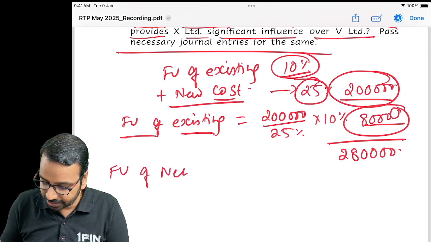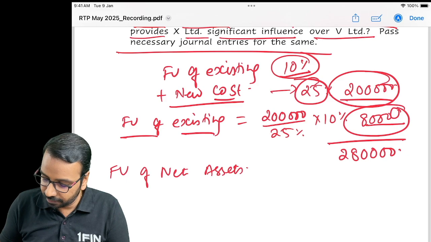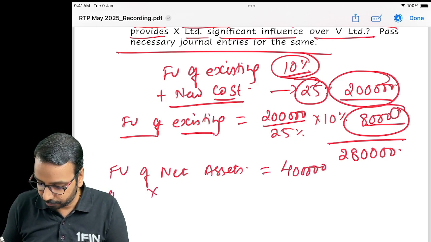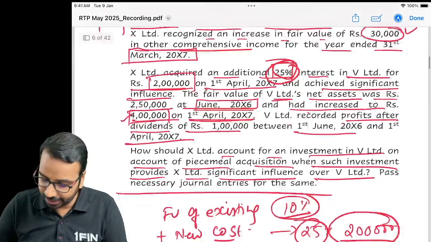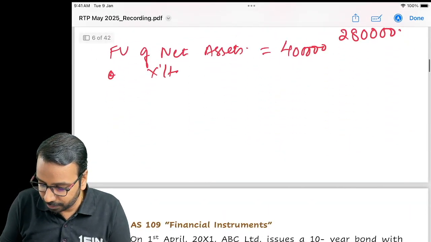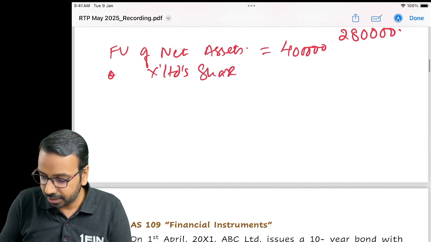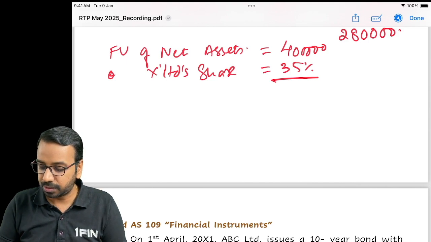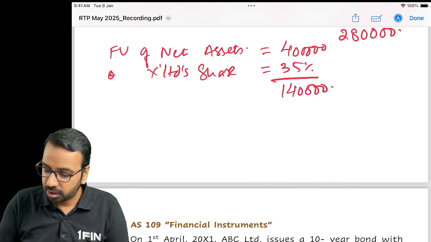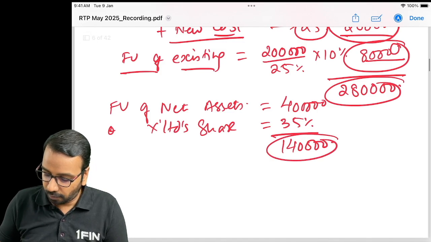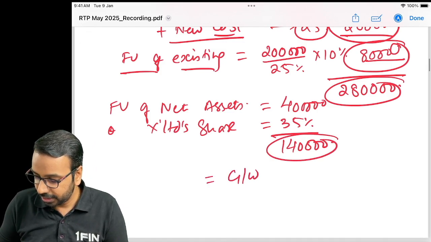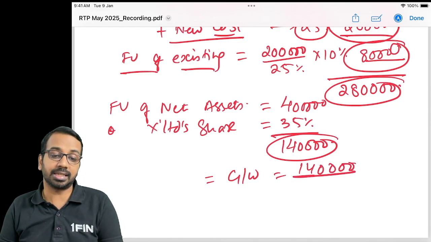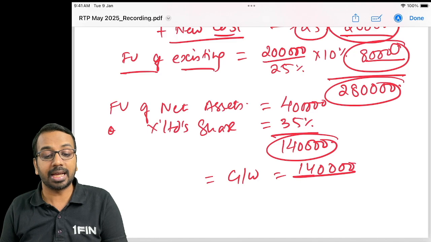fair value of net assets? Fair value of net assets is given to be 4 lakhs. Out of this, our stake, which company is this? X Limited. So, you can say X Limited's share is equal to 35%. So, 4 lakhs multiplied by 35%, that is 1,40,000. We paid 2,80,000, we got 1,40,000. So, our goodwill is 2,80,000 minus 1,40,000, goodwill becomes 1,40,000. Please remember, we will not separately recognize this 1,40,000, we will just disclose it as a goodwill component.